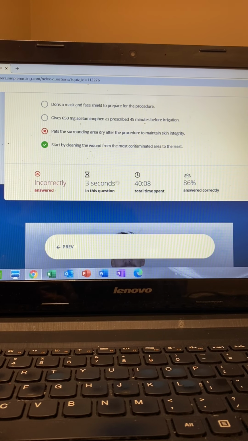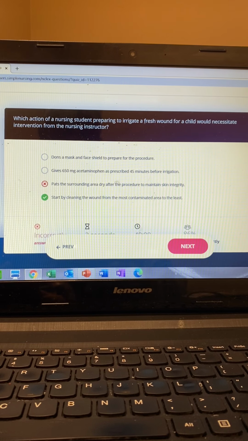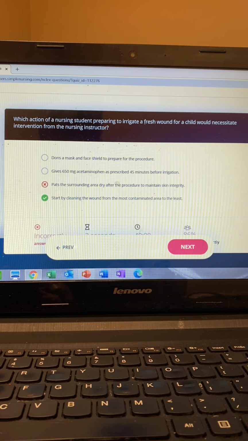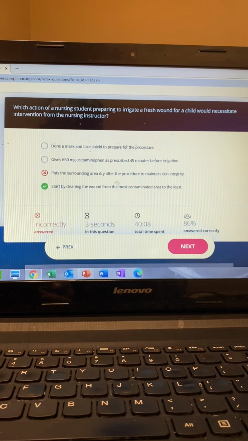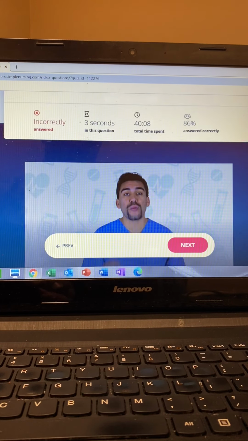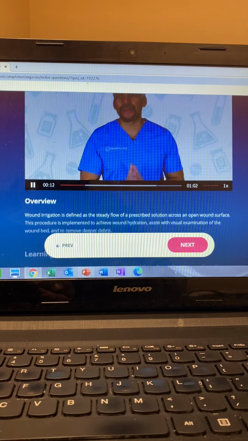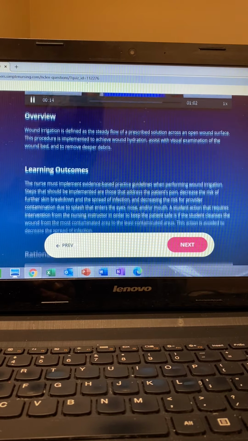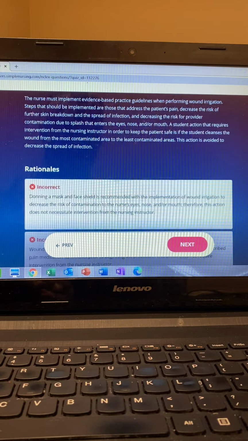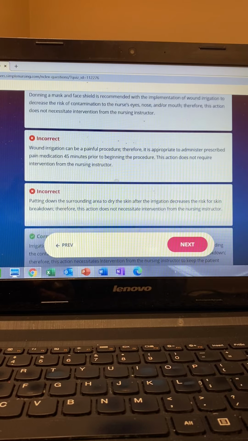Now, using our 3 steps, let's break this down. Now, this question is asking for incorrect actions for the key problem, the nursing student preparing to irrigate a fresh wound on a child. So we're thinking here, asepsis and pain. So the solutions we're looking for are actions that are not to be done here.